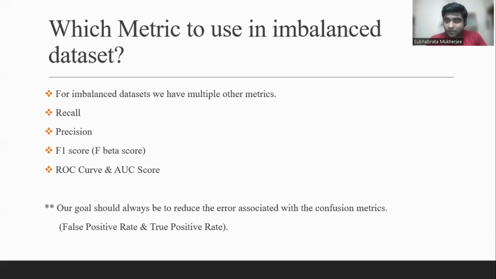So what other metrics are there to use in case of imbalanced datasets? We have other metrics like recall, precision, and F-beta score. Generally, the F1 score is highly used. The ROC curve and AUC score are also metrics which can be used in case of an imbalanced dataset.